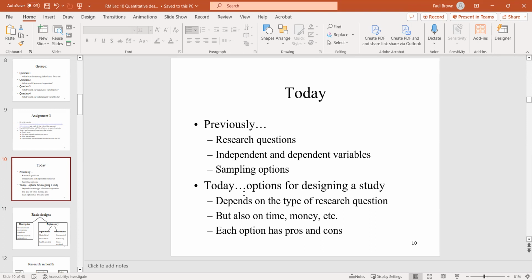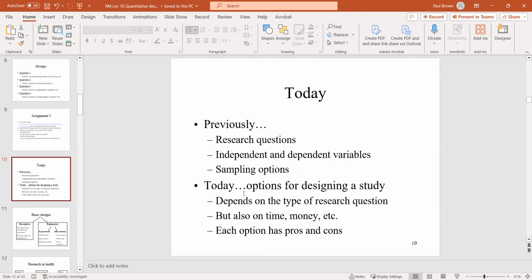And each of the different ways that you could do it has its own pros and cons. So there's no right way or wrong way to do it. But the way you choose is going to have strengths and it's going to have weaknesses. And it's not just about what's the best type of design to use.